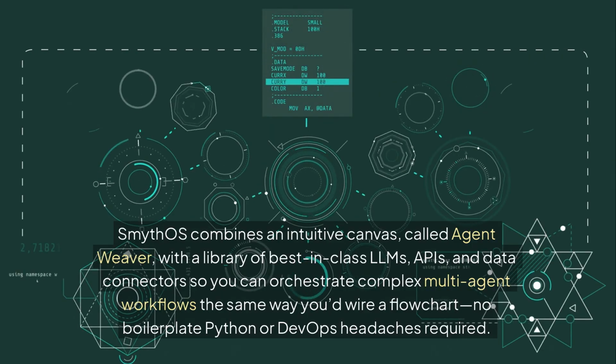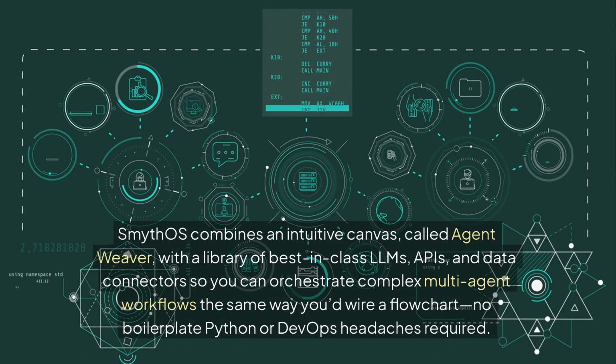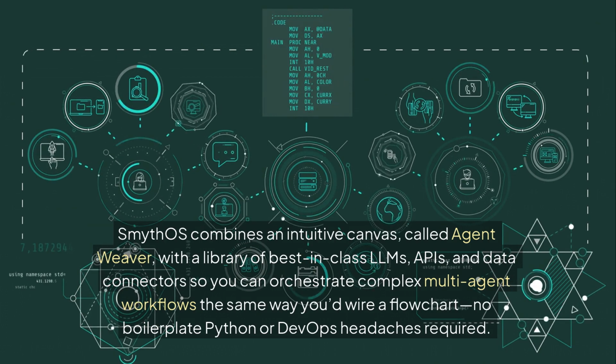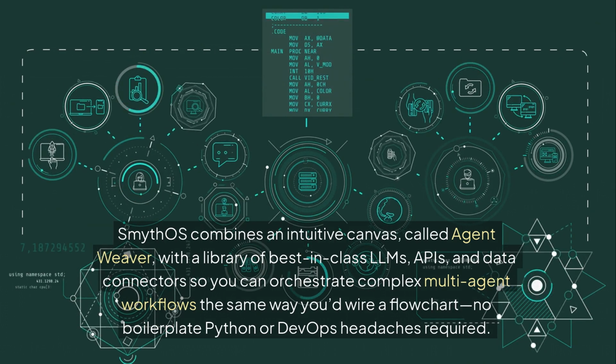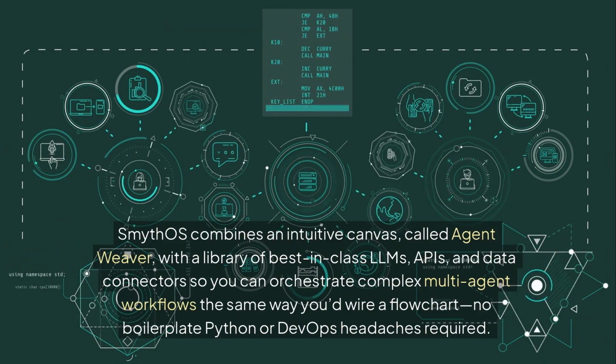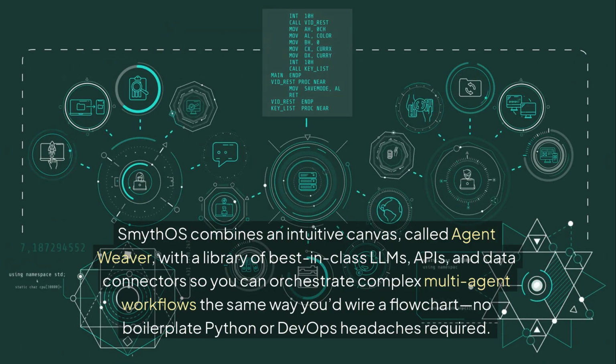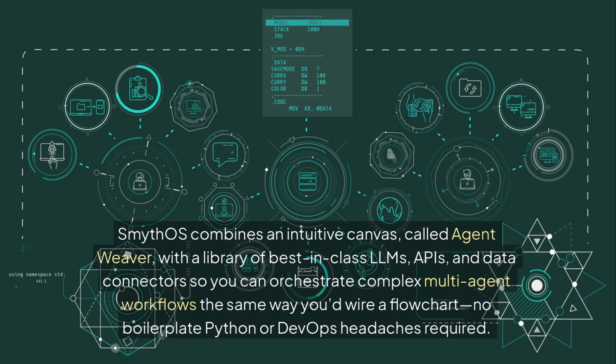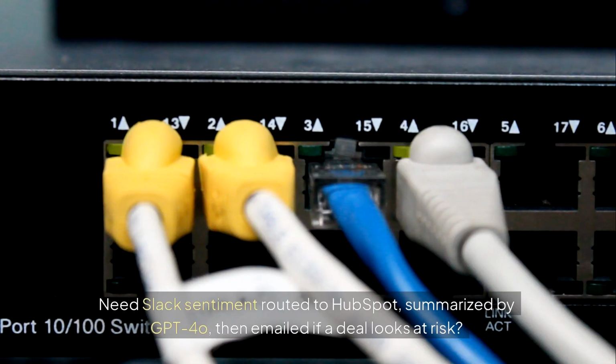SmythOS combines an intuitive canvas called Agent Weaver with a library of best-in-class LLMs, APIs, and data connectors, so you can orchestrate complex multi-agent workflows the same way you'd wire a flowchart. No boilerplate Python or DevOps headaches required. Need Slack sentiment routed to HubSpot, summarized by GPT-4o, then emailed if a deal looks at risk?